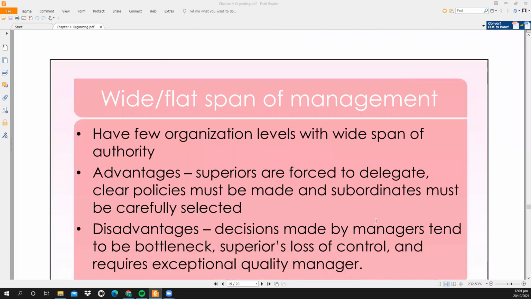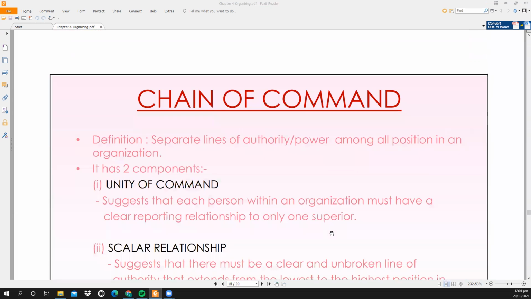Wide and flat span of management has few organization levels with a wide span of authority. The advantage of this is that superiors are forced to delegate, clear policies must be made, and subordinates must be carefully selected. Disadvantages: decisions made by managers tend to become bottlenecks, superiors lose control, and it requires an exceptional quality manager.